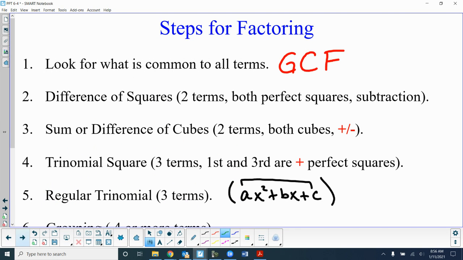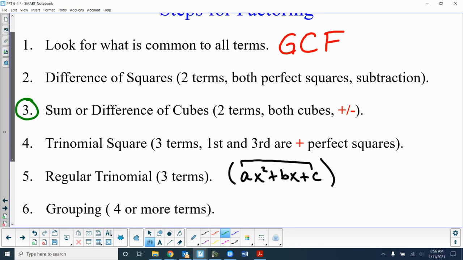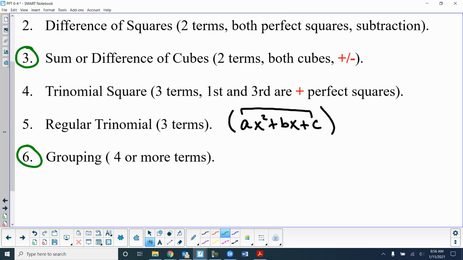All right, there's our list of steps for factoring again. Okay, today we're going to do this one. We haven't done that one yet. It's really easy. And we're going to do this, which we've done a little bit already anyway. Okay, those are the two we're doing.